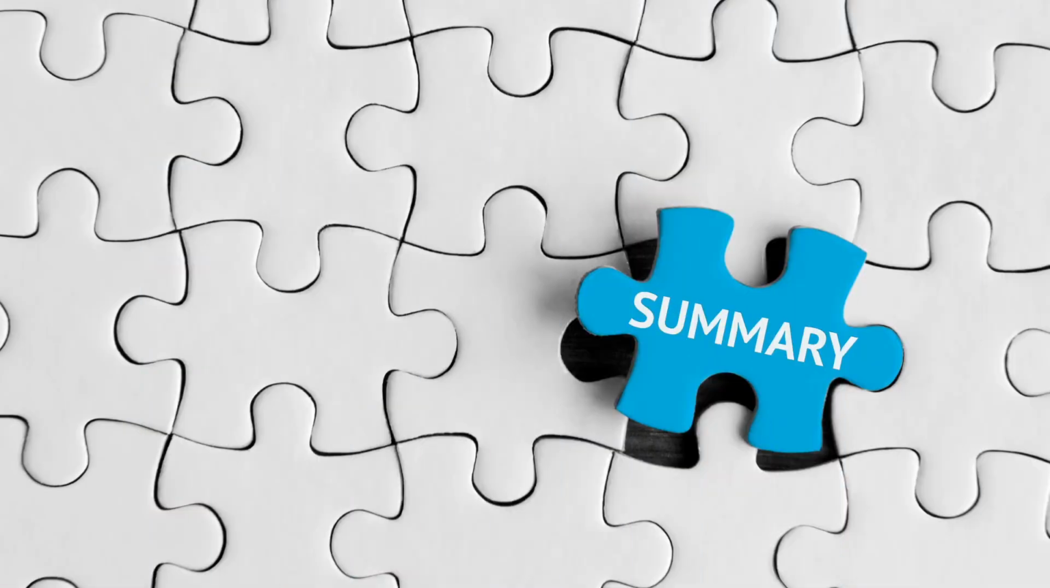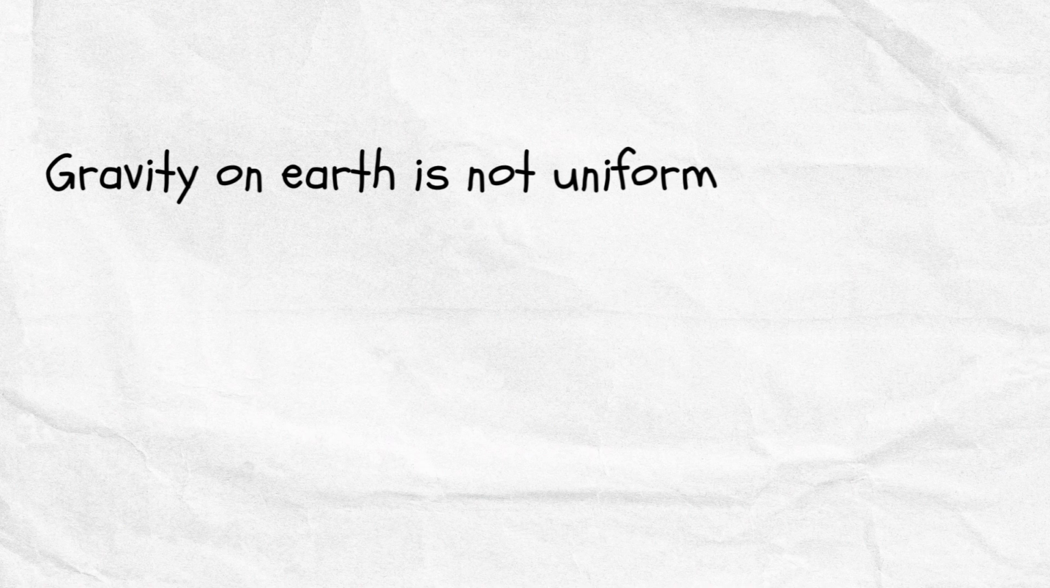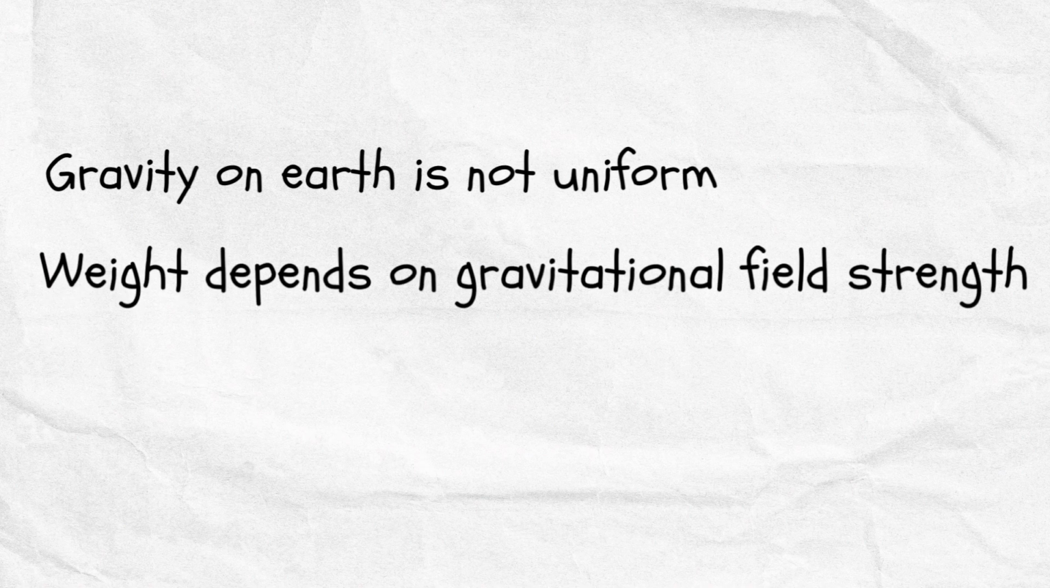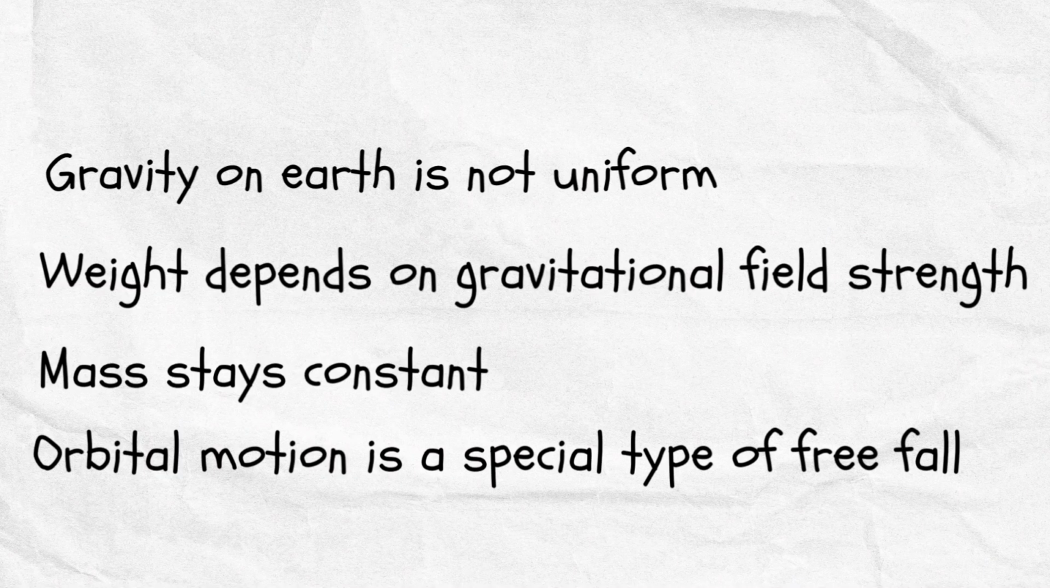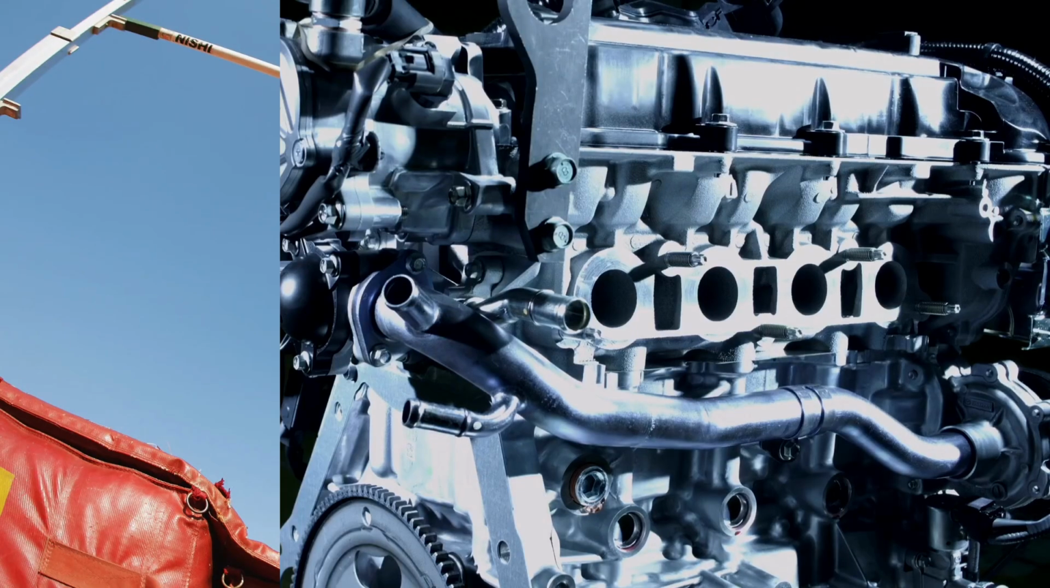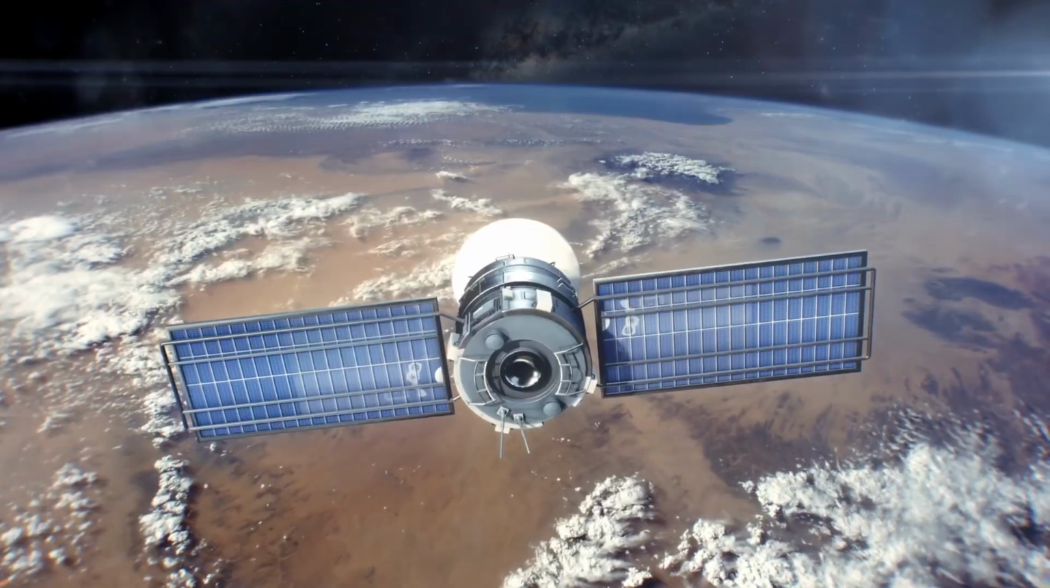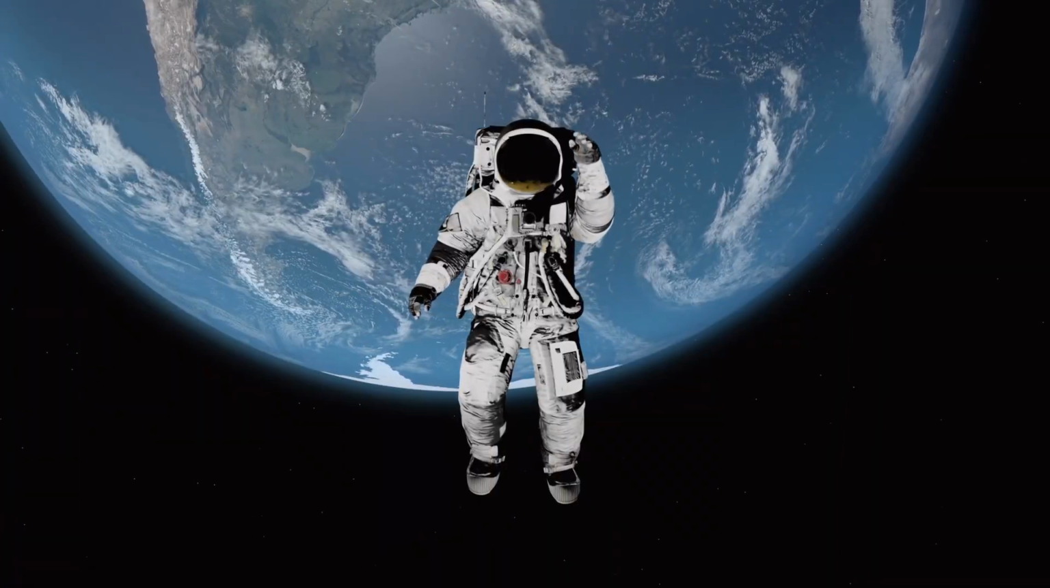So to summarize, gravity on Earth is not uniform. Weight depends on gravitational field strength, mass stays constant, and orbital motion is simply a special type of free fall. Understanding these ideas helps us explain athletic performance, engineering challenges, satellite motion, and even what astronauts feel in space.